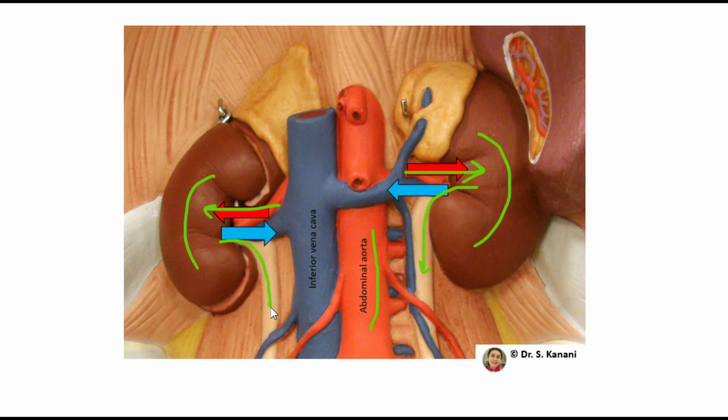Ureters take urine into the storage of urine, which is the urinary bladder, and blood that is already filtered will be sent from kidneys into renal veins. Renal veins take blood into inferior vena cava.